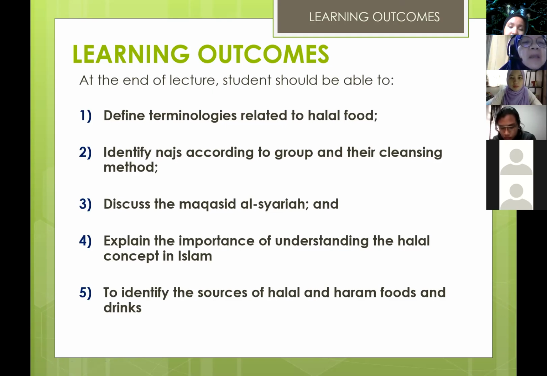So at the end of this lecture, we expect that students should be able to first define terminologies related to halal food. Students should be able to differentiate or identify the different types of najs according to groups and their cleansing method. And number three, to discuss regarding maqasid al-Sharia. Okay, this is a term that is normally used.